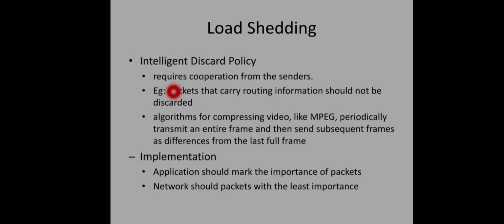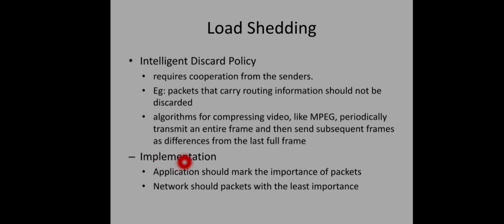For example, there can be packets that carry routing information. These packets are more important than regular data packets, right? Because they establish the routes. If they are lost, the network may lose connectivity. In that case, regular data packets can be discarded rather than these routing information packets. Another example is in algorithms for compressing video like MPEG, which periodically transmit an entire frame, then a sequence of frames which are different from the last full frame. In this case, dropping a packet that is part of a difference is preferable to dropping one that is part of a full frame, right? Because the future packets depend on the full frame. So based on these types of importance, we can drop different packets.